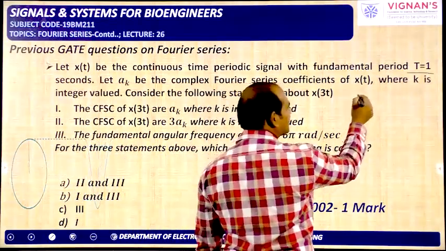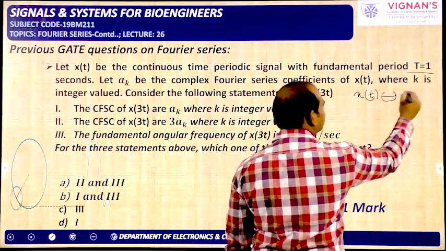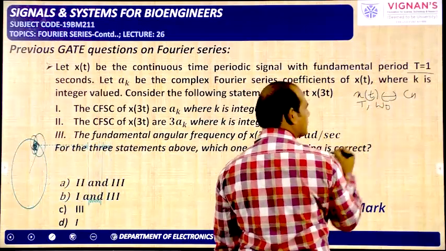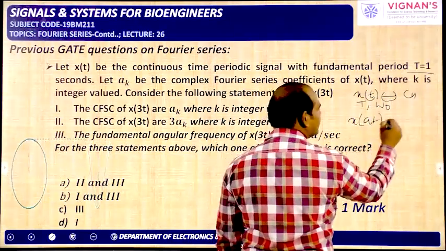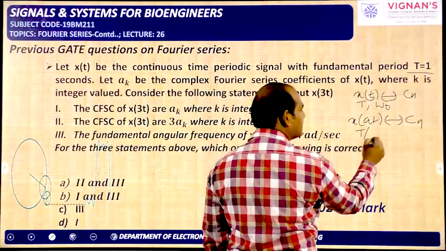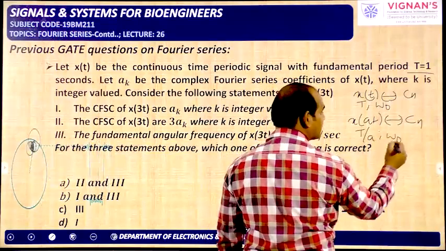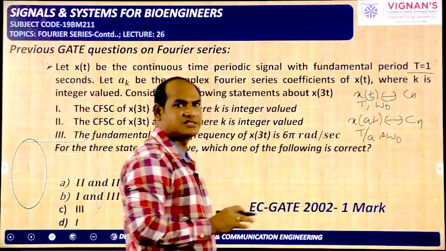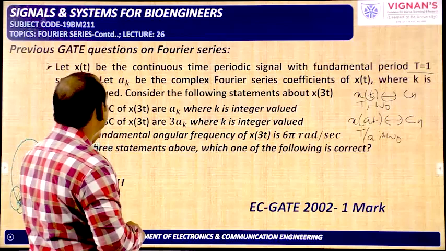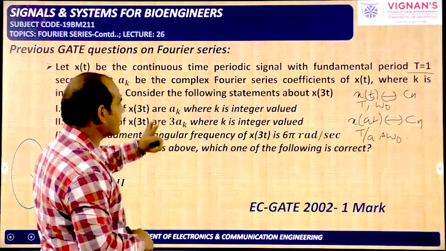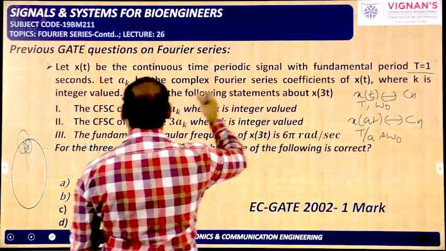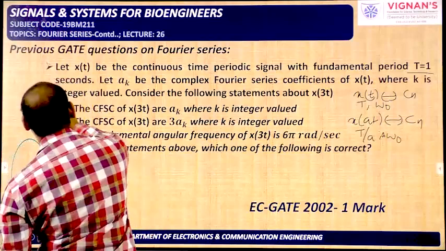So first I will tell about the time scaling property. x of t has the coefficient Cn, time period T, and frequency omega naught. What about x of at? x of at also has the coefficient Cn only, but its time period is T by a, and its fundamental frequency is a into omega naught. These are the things we have to consider. Now see the statements. The complex Fourier series coefficients of x of 3t are a_k. So it is okay. First of all, x of t has a_k, and x of 3t also has a_k. So the first one is correct.